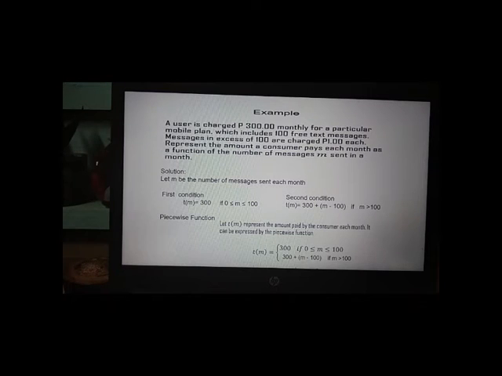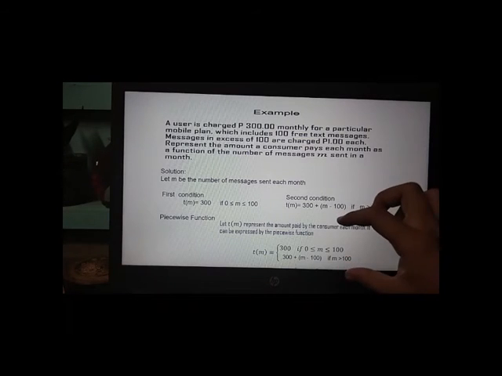Okay, if you're going to examine the given situation, you will come up with two conditions. The first condition is that you're going to pay 300 pesos if your m, or the number of messages, is greater than or equal to 0 but less than or equal to 100. The second condition is if your number of messages sent is greater than 100, then you will have the second condition, that is 300 plus m minus 100. Okay, writing this into a piecewise function, then you will have this formula below.